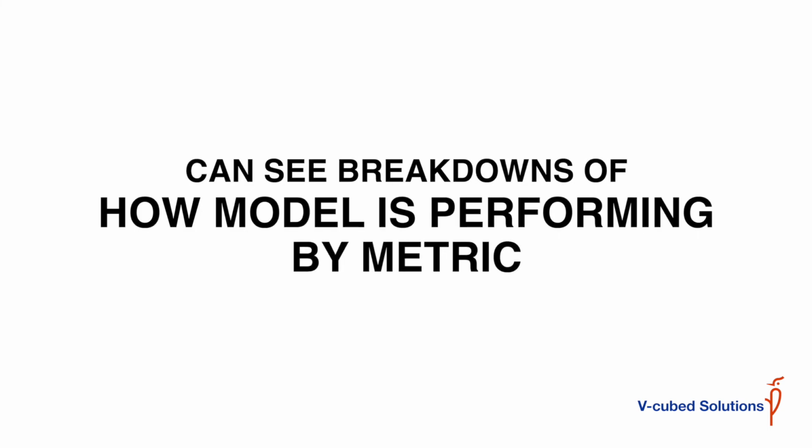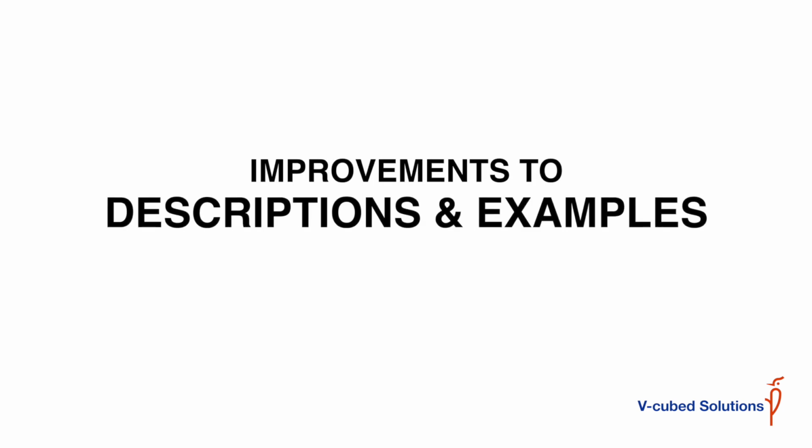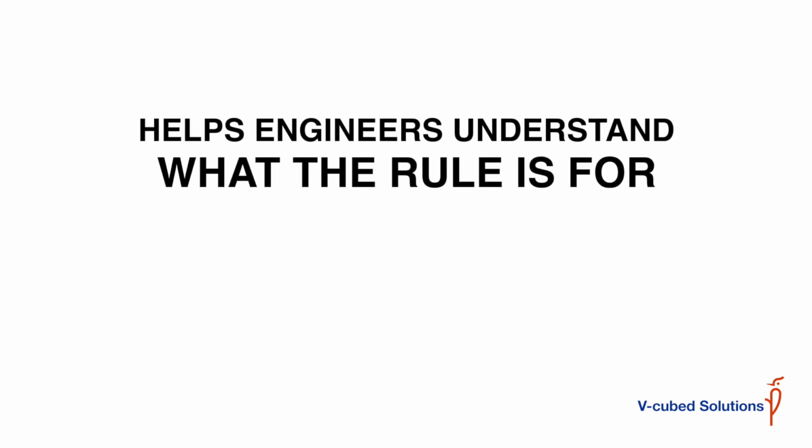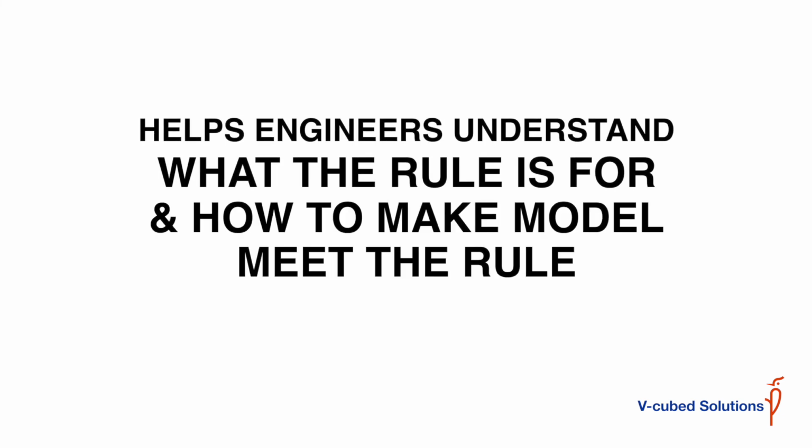In addition to that, there are some improvements to descriptions and examples. The examples of violations, the good versions and the bad versions, have been improved. This helps engineers understand why their code or model is not up to the standards that it should be, or what they could do to improve it still, as well as descriptions for the metrics. So actually helping the engineer understand what the rule is for and how to make your model meet that rule.